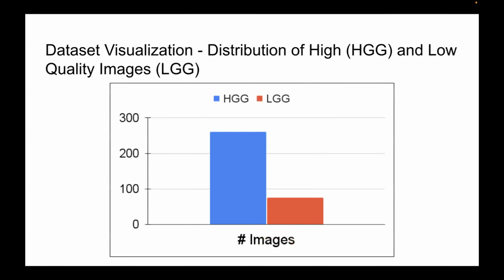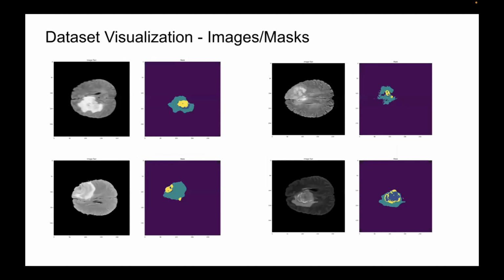I did some analysis on the distribution of HGG and LGG images, and there is still a huge imbalance. As you can see, there are around 250 images for HGG and something like 50 images for LGG. These are showing some images and masks; the one in the bottom corner is low quality, and the other three are high quality, shown with their corresponding masks.